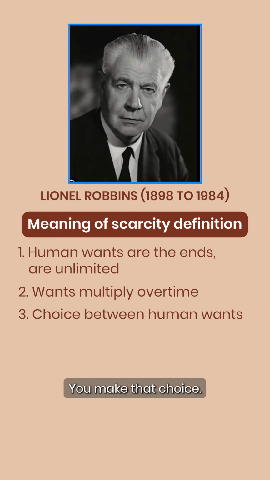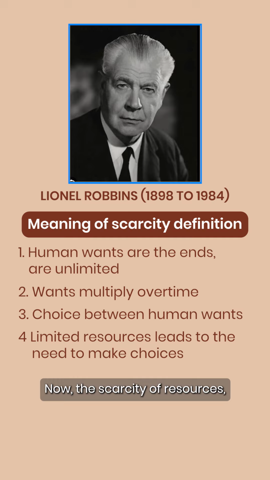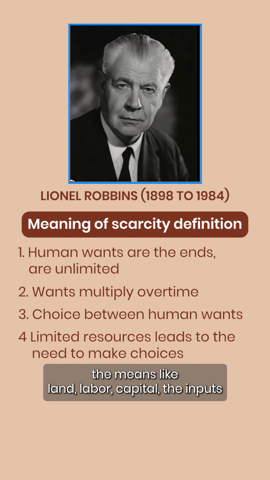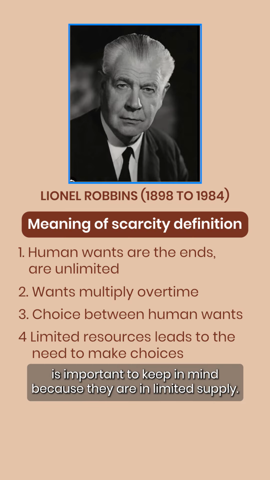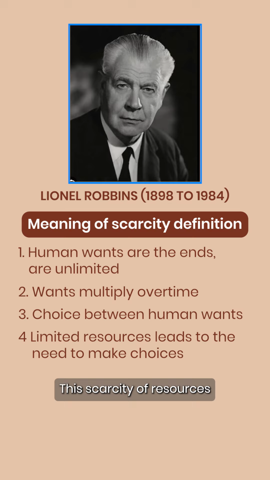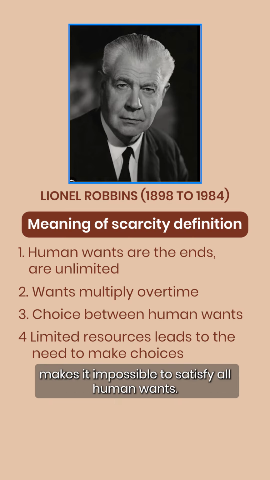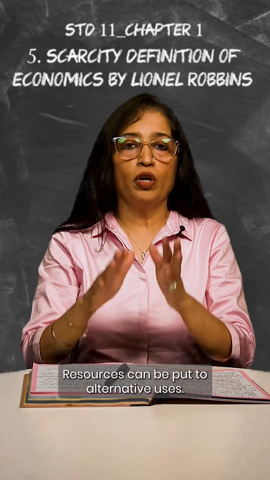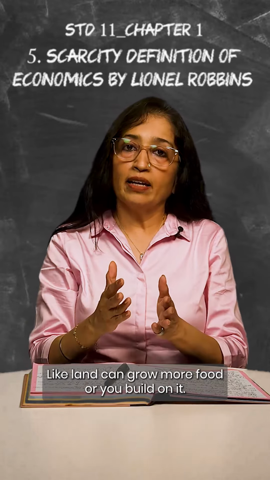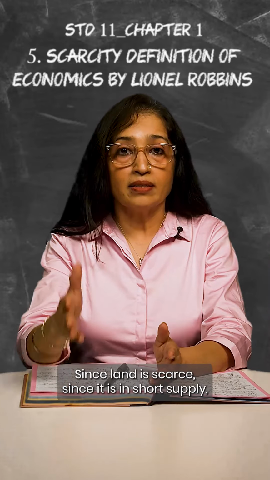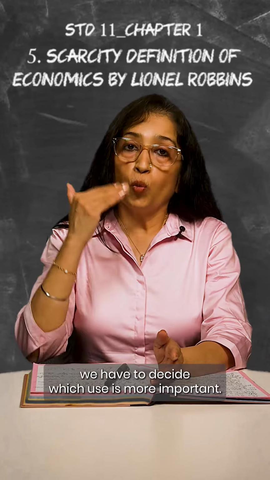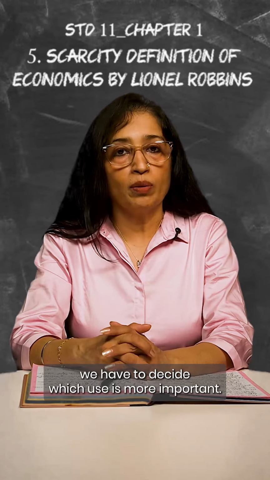You make that choice. Now, the scarcity of resources, the means like land, labor, capital, the inputs needed to produce goods and services, is important to keep in mind because they are in limited supply. This scarcity of resources makes it impossible to satisfy all human wants. Resources can be put to alternative uses, like land can grow more food or you build on it. Since land is scarce, since it is in short supply, we have to decide which use is more important.